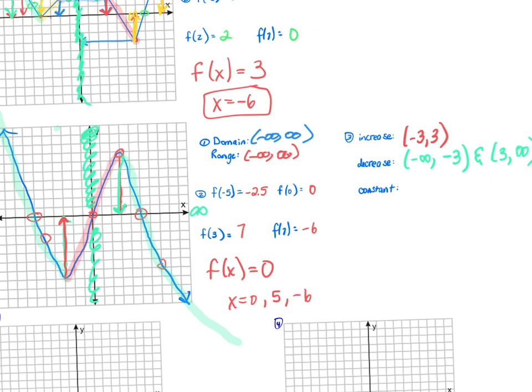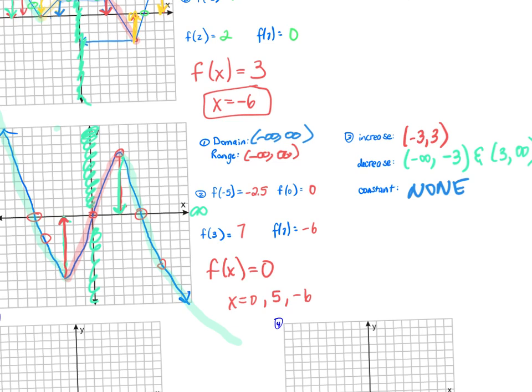What is my interval of constant? There isn't one. Do I just leave it blank? No, you put 0 or none. We put none. Don't put 0. None would be the right answer there. Just put none. Good.